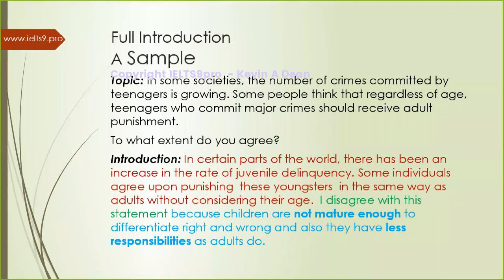So let's take a look at this introduction here. Red is the paraphrase, green is the opinion, and blue is the outline. In certain parts of the world, there has been an increase in the rate of juvenile delinquency. Some individuals agree upon punishing these youngsters in the same way as adults without considering their age. I disagree with this statement because children are not mature enough to differentiate right and wrong, and also they have less responsibilities as adults do. So that's it. It's pretty straightforward.